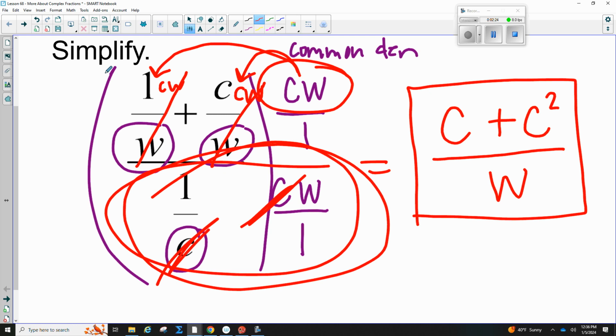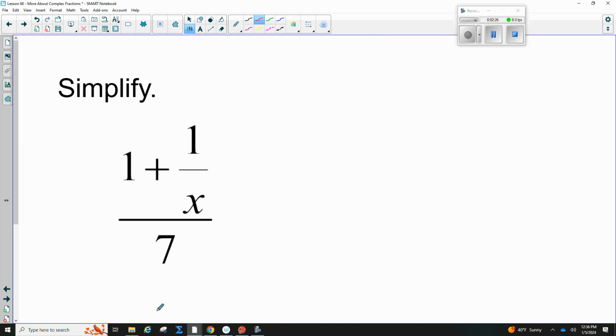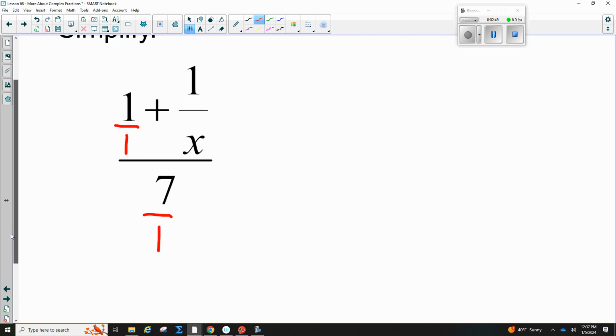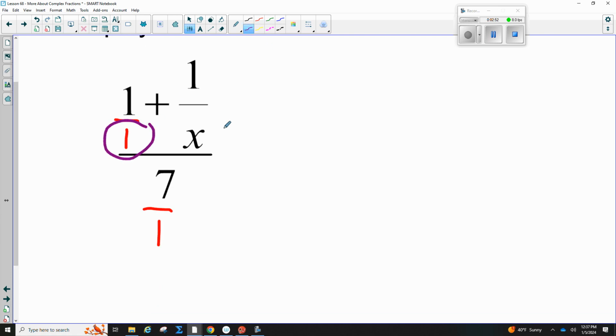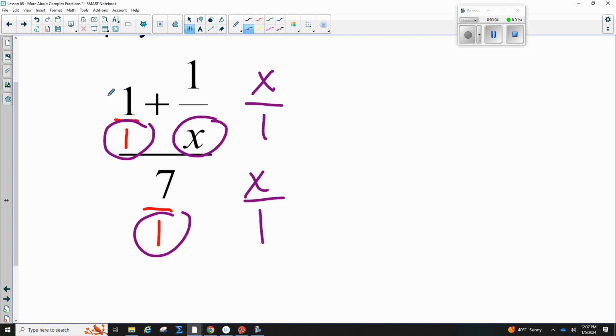All right, let's try another one. Okay, 1 plus 1 over x over 7. So the trick with this one is to make everything a fraction first. So this 1 is a whole number. You're going to put it over 1. And this 7 is a whole number. You're going to put it over 1. Now look at your three denominators. Okay, 1, 2, 3. What are your common denominators? Just an x. Yeah, 1x or x. Okay, so we're going to multiply by x over 1 over x over 1.